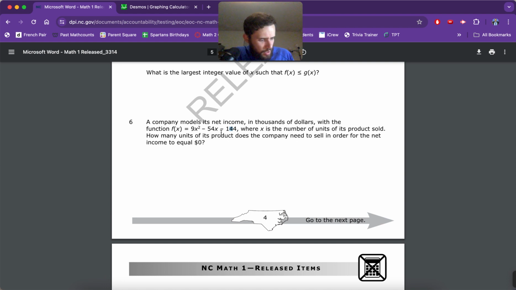x squared minus 6x minus 16 is equal to 0. And then you just have to factor this. It's going to be the quantity x minus something times the quantity x plus something, so that you get a negative.